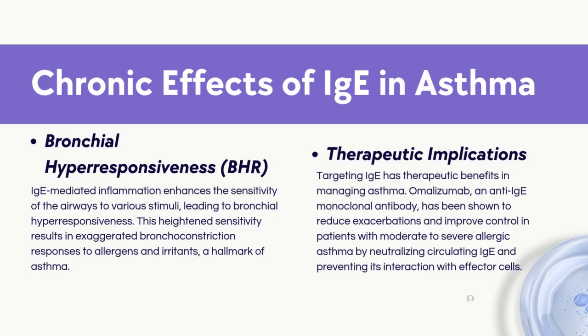Last but not least, we will have therapeutic implications, where targeting IgE has therapeutic benefits in managing asthma. Omalizumab, an anti-IgE monoclonal antibody, has been shown to reduce exacerbations and improve control in patients with moderate to severe allergic asthma by neutralizing circulating IgE and preventing its interaction with effector cells.